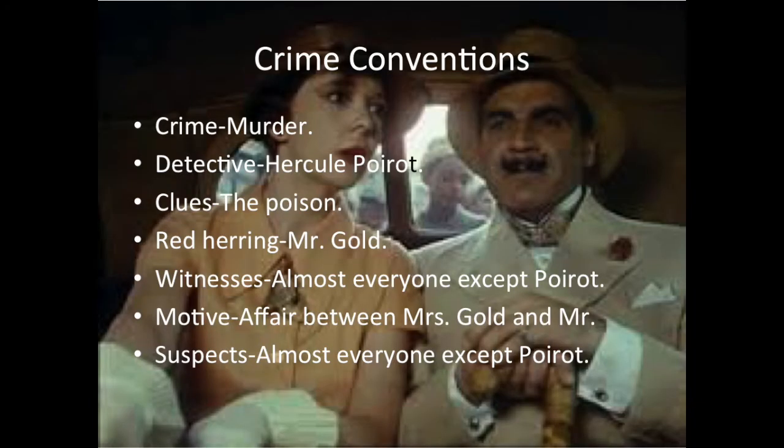Some of the conventions of crime in this episode are the crime, the murder. The detective is Hercule Poirot. One clue is the poison found in Mr. Gold's jacket. The red herring was Mr. Gold. Witnesses were almost everyone except for Poirot. The criminals were Mr. Valentino and Mrs. Gold. Their motive was the fact they had an affair. Suspects were almost everyone except for Poirot.